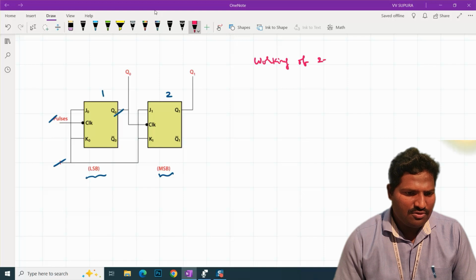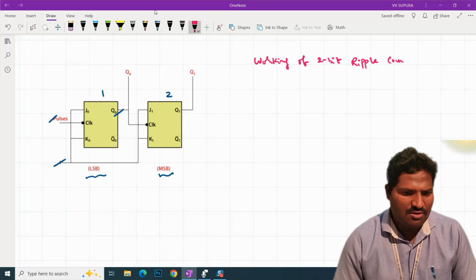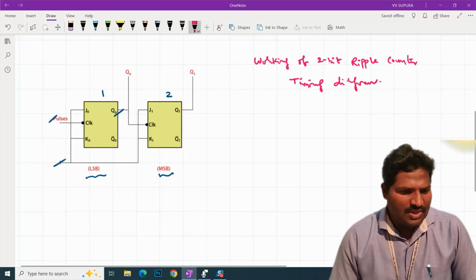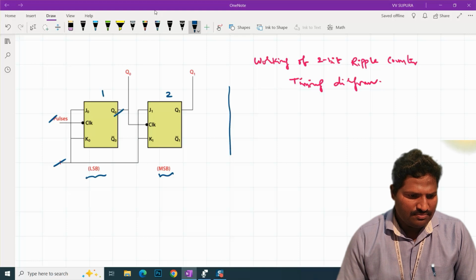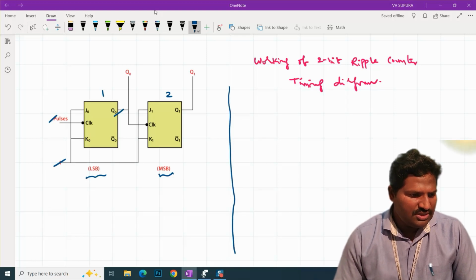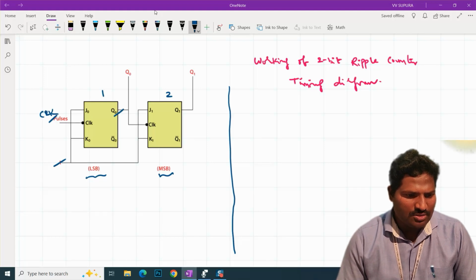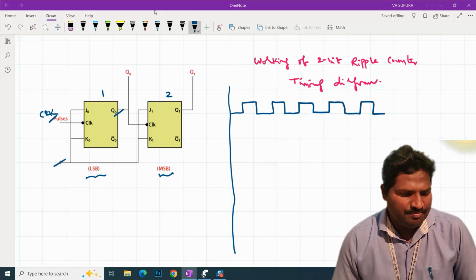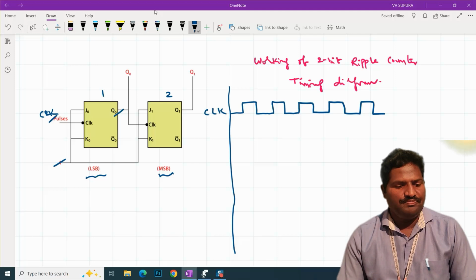Working of the 2-bit ripple counter, timing diagram. Now initially I would like to draw the clock pulse of the first flip-flop. So the clock pulse is taken like this. Now, this is a clock pulse.